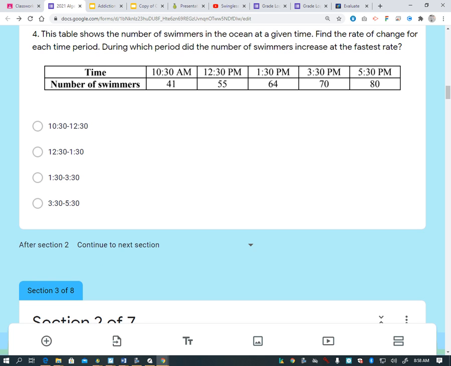All right, number 4. This table shows the number of swimmers in the ocean at a given time. We want to find the rate of change for each time period. During which period did the number of swimmers increase at the fastest rate? We've had a question similar to this on a test, at the very end of a test, and we did really poorly with it. There was a graph of days of the week where we needed to see numbers increase. And it was like Monday, Tuesday, Wednesday, Thursday, Friday, between which 2 days had the greatest change or increase, right? And we really struggled with that. So hopefully we're doing a little bit better here.